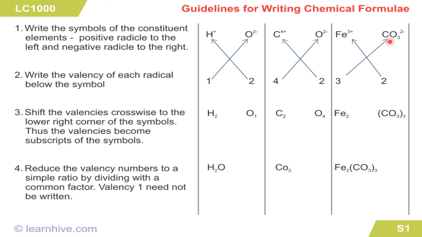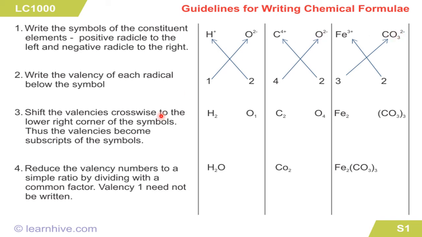Its charge is 2 minus. So I have written here 2 and 3 as the valency for carbonate and the iron radical respectively, and the charge of the iron is +3 and the charge of the carbonate is minus 2. So after writing the charge and the valency at the bottom, next what?